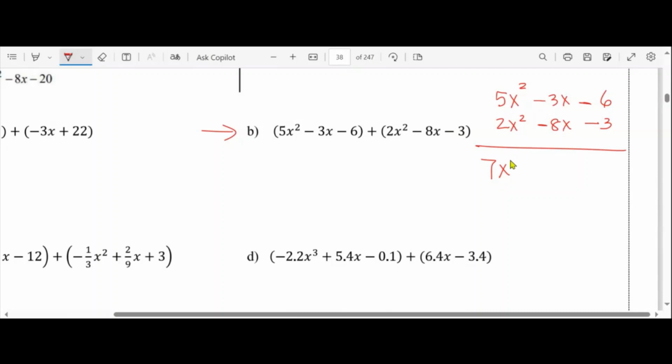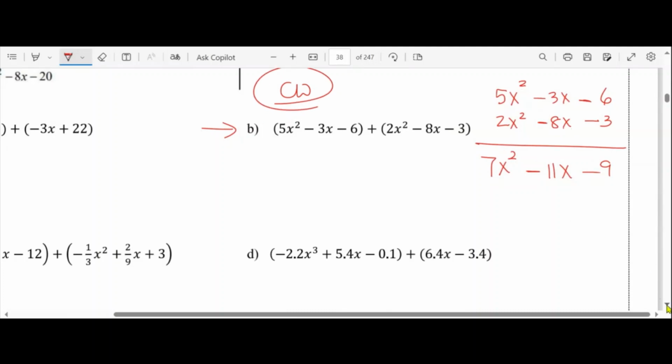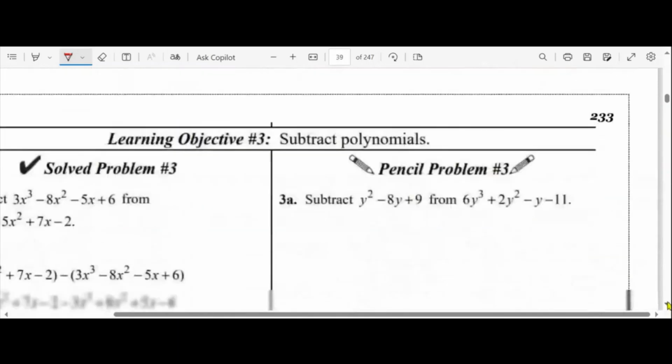7x square, minus 7x or -9. Very good. Now you understand. Okay, remember, anything that I leave, it should consider what? Classwork. Yalla, let's move to the next one.